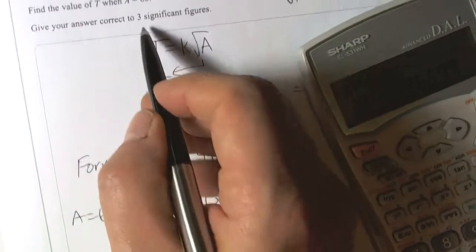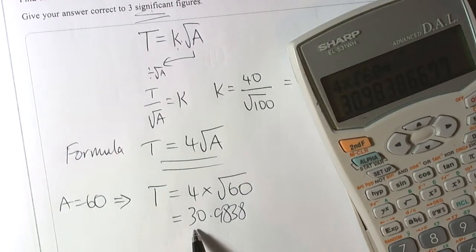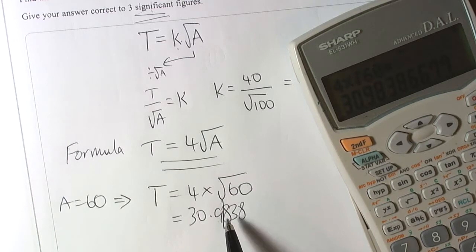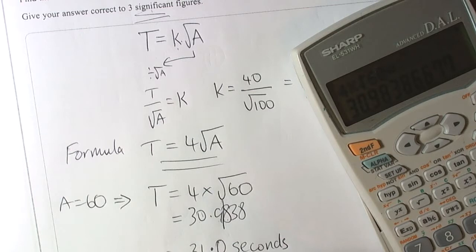30.9838. The question wants the answer to 3 significant figures, so we want 3 digits from the first non-zero one, so 1, 2, 3. So we're cutting the number there. The 8 is 5 or more, so it's more than halfway up for the next one. So this place goes up to 10, can't have 10 in a value, so that's going to be 0. Goes up by 1 and a 3, so 31. They've given us a unit for t as seconds, so it will be 31 seconds. So t will equal 31 seconds.